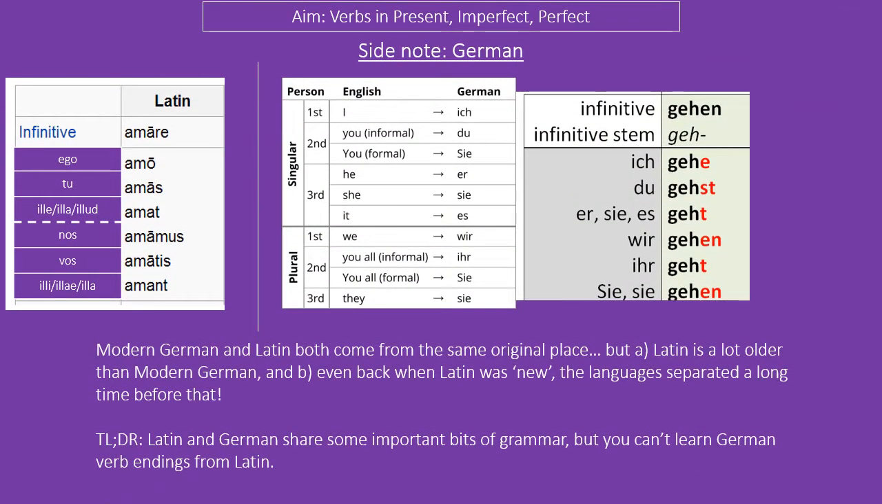It's not quite the same for German, even though Latin and modern German do come from the same original place. That was a very, very long time ago, and they've separated way before even Latin was around. So you can't quite learn German endings from Latin, but we can still see that we do still have first, second, and third person, and then again in the plural. So there's still the same basics there, just a little bit of a difference with endings.